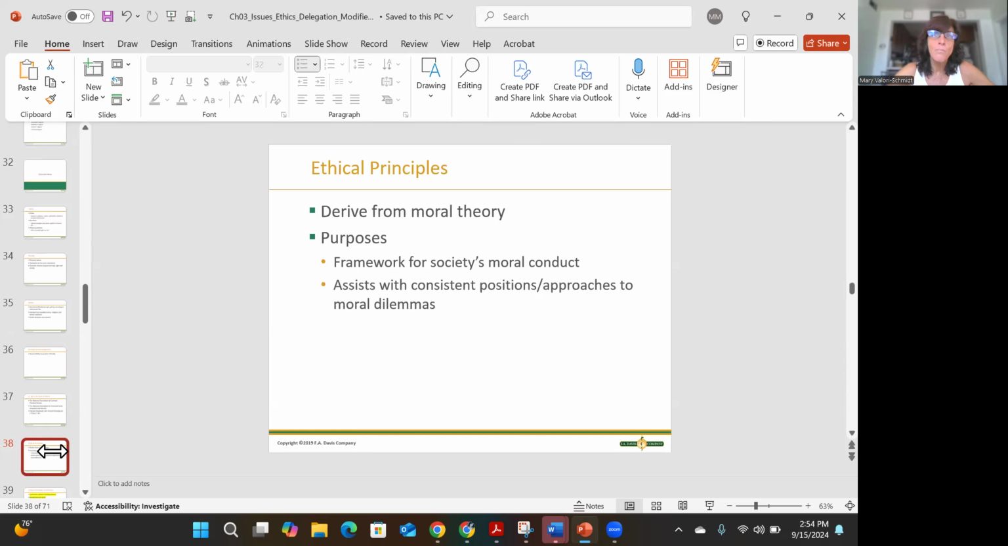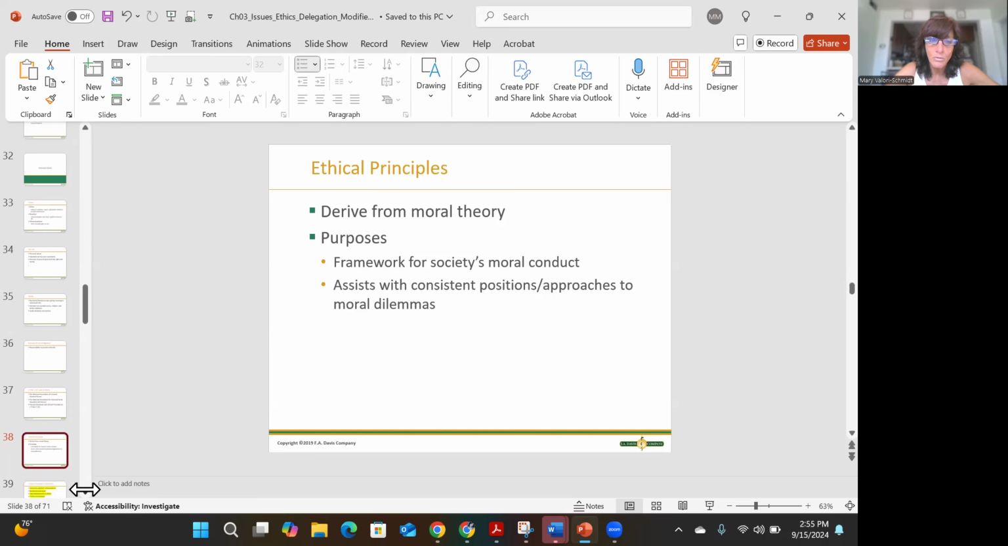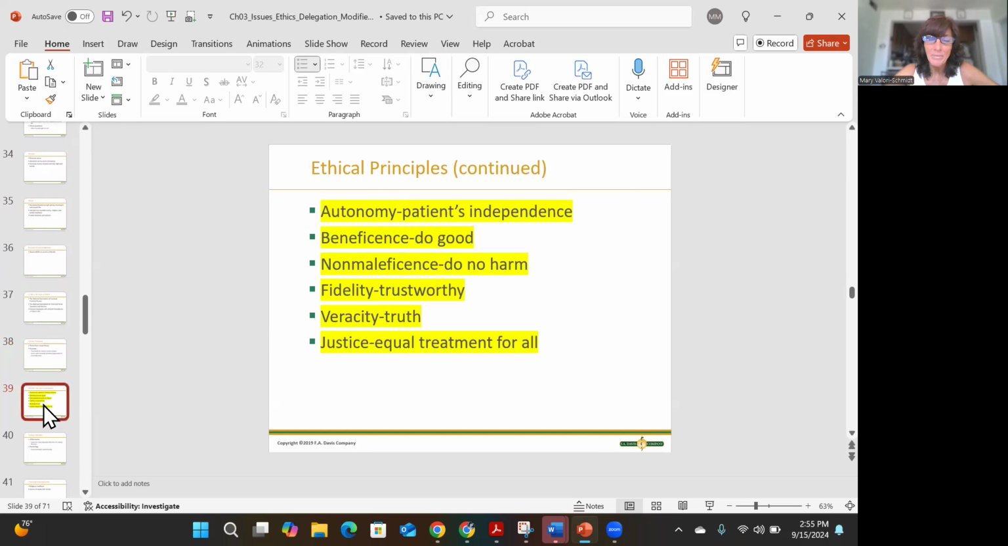Ethical principles come from moral theories, and they're there to help society have some order, right? How are we supposed to act? How should we conduct ourselves? And they help us apply consistent approaches when there's a dilemma or moral dilemma about something. How do we manage this? What do we do? Patient wants to be a DNR. Daughter says no, right? That's a moral dilemma.